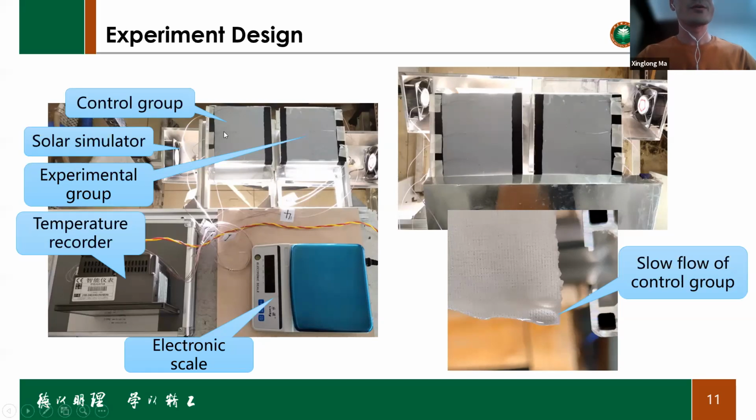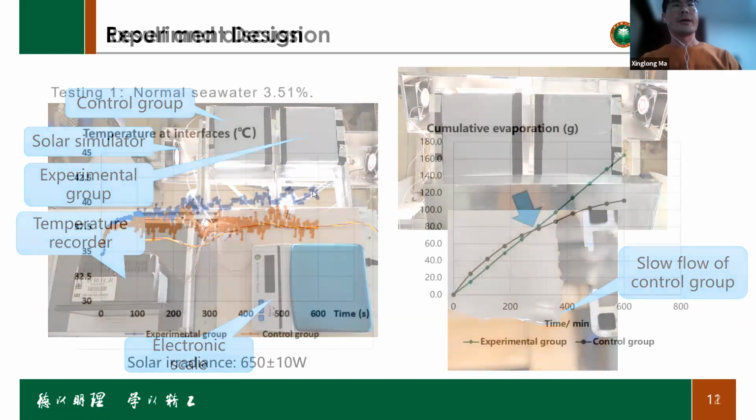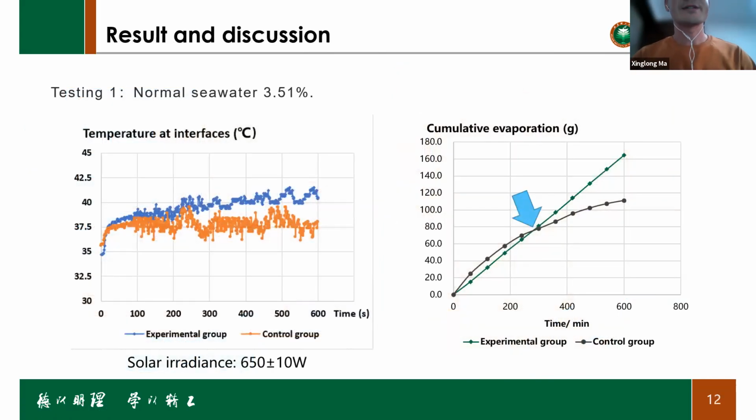We set two groups, one control group and one experimental group. In the control group, the water can flow continuously. Here shows the results and the discussion. The first test, we use normal seawater with a salinity of 3.51%.